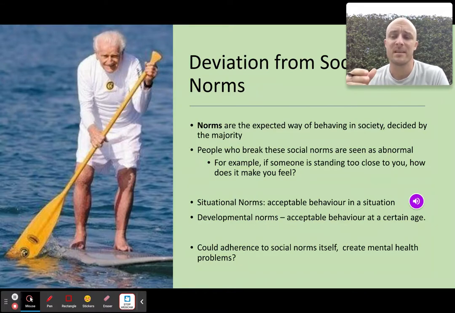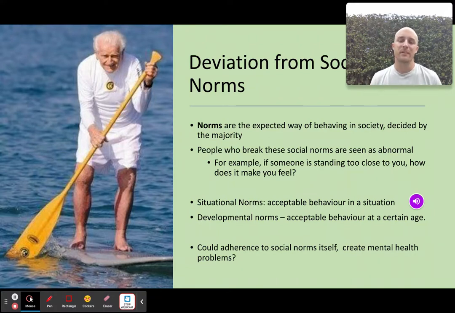So situational norms is an acceptable behavior in a situation, like greeting someone, for example, shaking their hand or bowing to them, or, I don't know, putting your hand directly on their head and humming. That might be a hello somewhere, I don't know. But you've also got developmental norms, and this is more to do with age-related behaviors. The classic example here is wearing a nappy. Wearing a nappy when you're 2 years old is relatively normal, but wearing a nappy when you're 34 years old and you don't have any incontinence issues, that is abnormal. That is not a developmental norm.